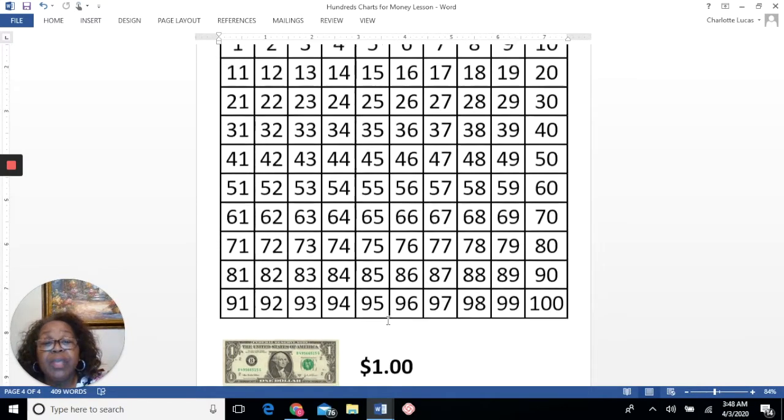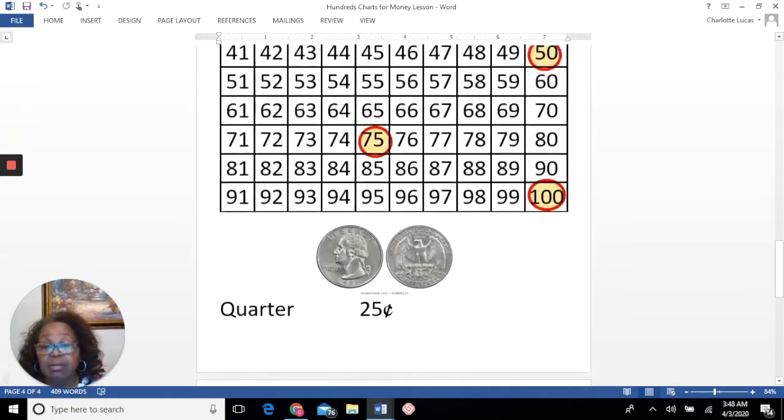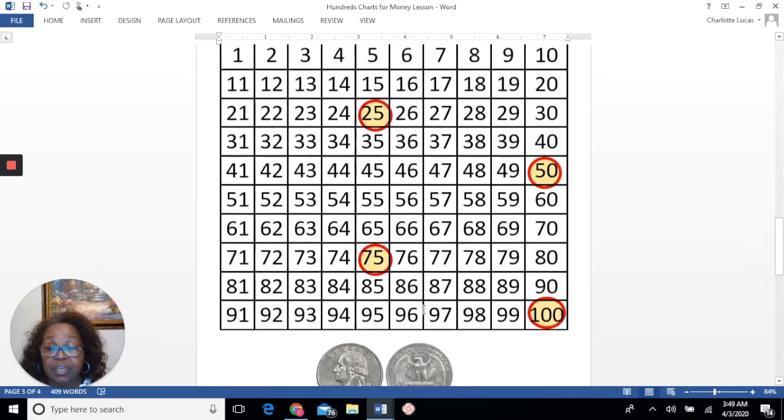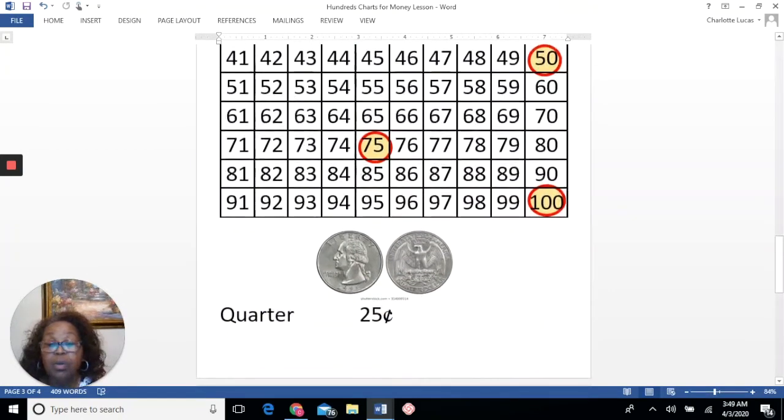Now, if we have less than $1, then we're going to use a cent sign. We don't need a decimal point. We have 25 cents. A quarter, the value of a quarter is 25 cents. We use a cent sign. We do not use the dollar sign, and we are not using the decimal point. So we will say 25 cents.